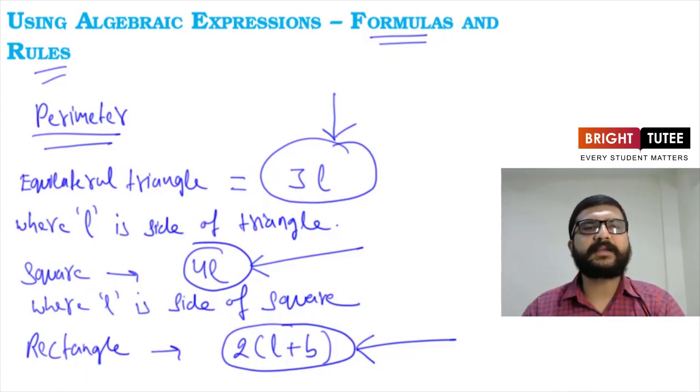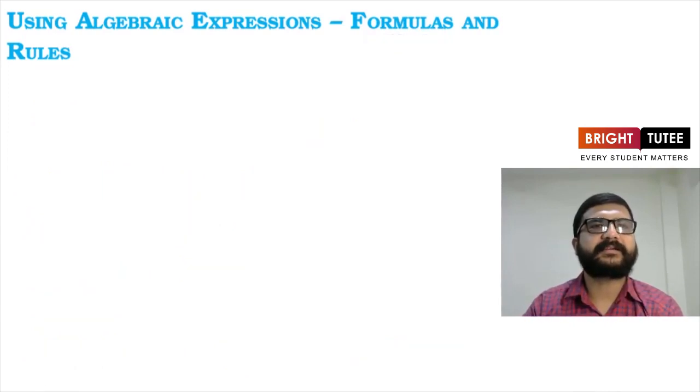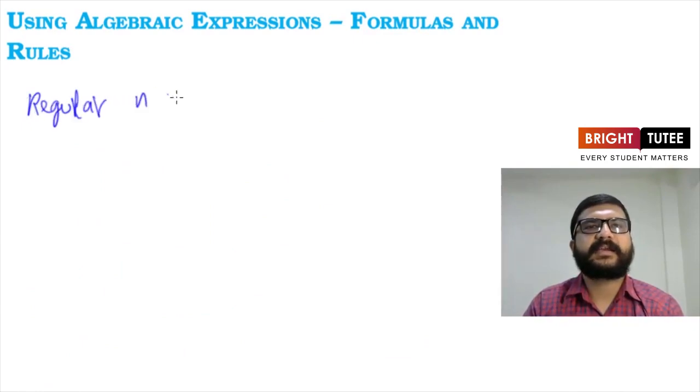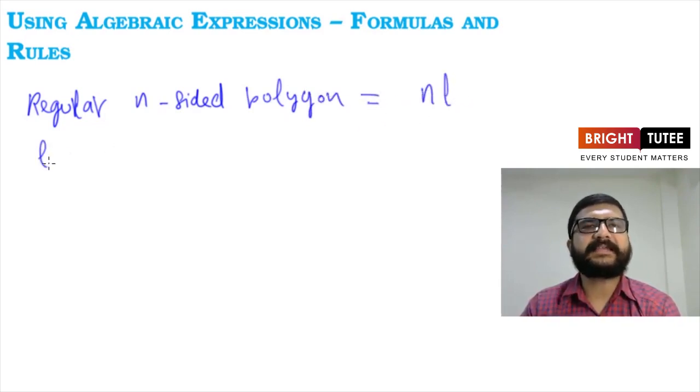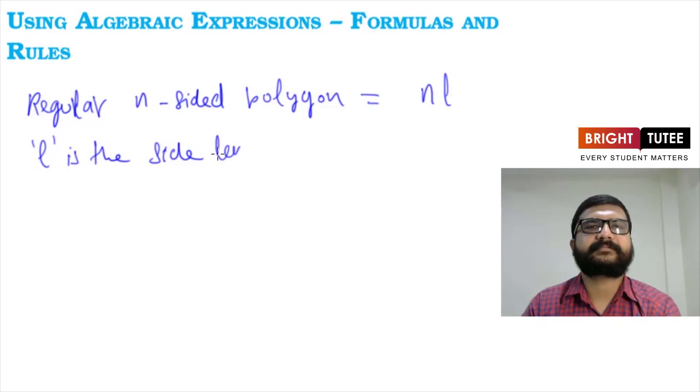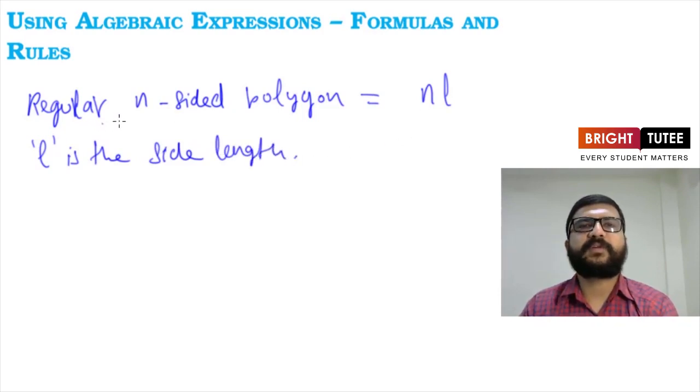Similarly, suppose we have any regular n-sided polygon. By regular we mean all the side lengths are equal and all the interior angles are also equal. So for a regular n-sided polygon, its perimeter will be equal to n into L, where L is the side length. So for an n-sided polygon, the expression is nL.